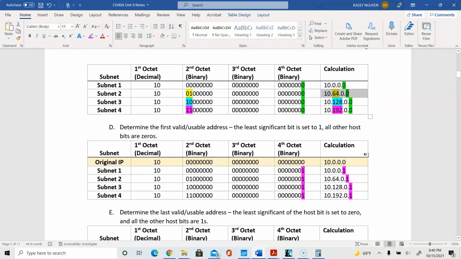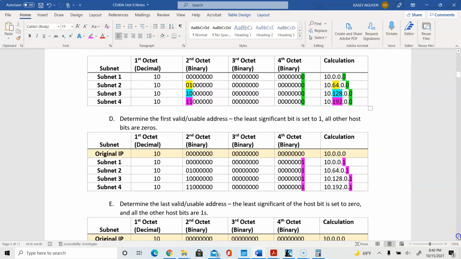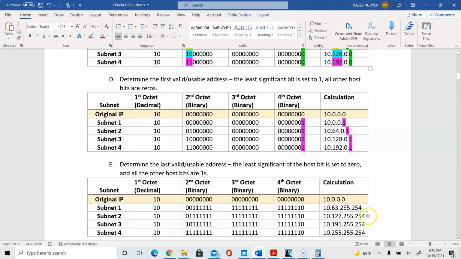So the way that we look at the range is it's going to go from the network address to the first usable address to the last usable address, and then the broadcast address. That will be one group. And then we would have the second subnet and so on.